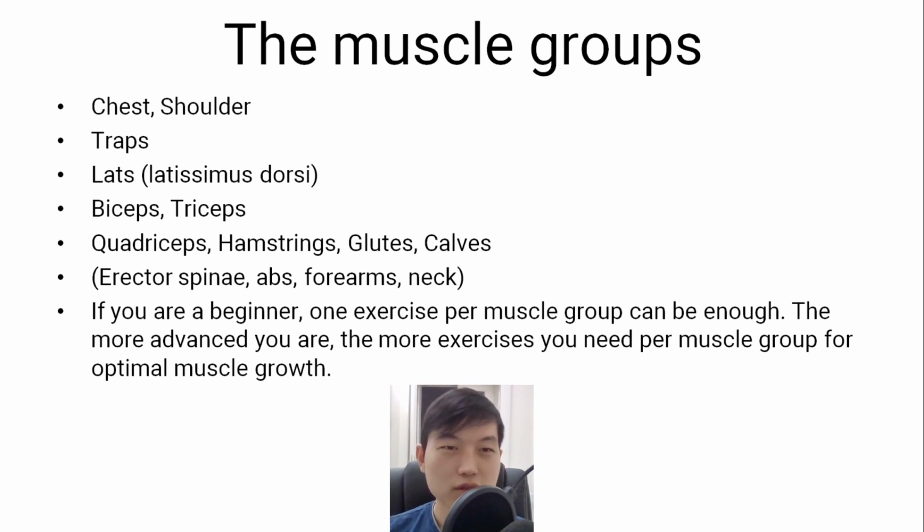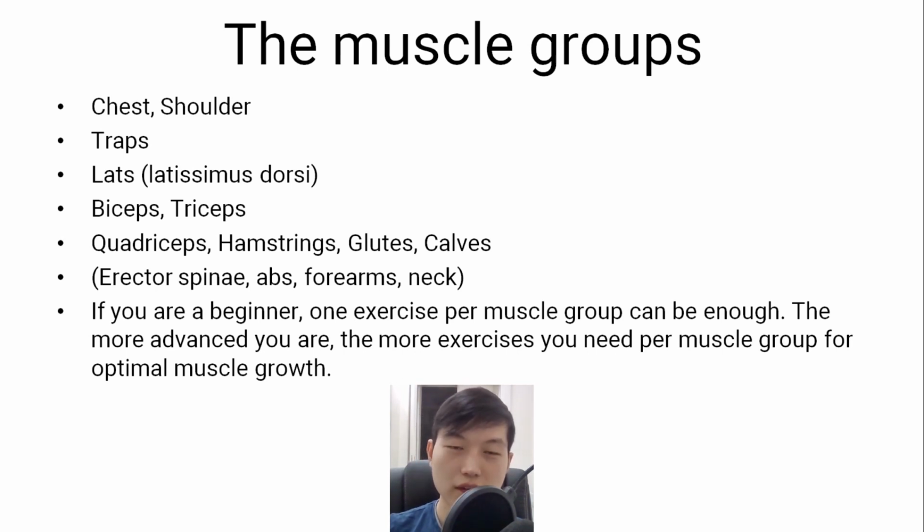the chest, the shoulder, the traps, the lats, the biceps, the triceps, the quadriceps, the hamstrings, the glutes, and the calves. Other muscles are usually not necessary to target, but optionally, you can also target the erector spinae, the abs, the forearms, and the neck. If you're a beginner, one exercise per muscle group can be enough. The more advanced you are, the more exercises you need per muscle group for optimal muscle growth.